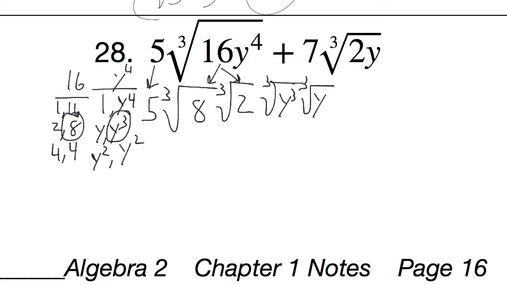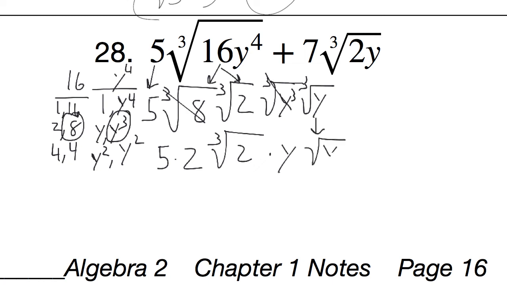Alright, let's simplify some things. The cube root of 8 will be 2. So this is going to be 5 times 2. And then we've got a cube root of 2. Cube root of y cubed is just going to be y. And then bring this down, the cube root of y. Alright, we can simplify some things. Let's multiply these together. We get 10y cube root of, and I'm going to recombine the 2 and the y to get 2y.